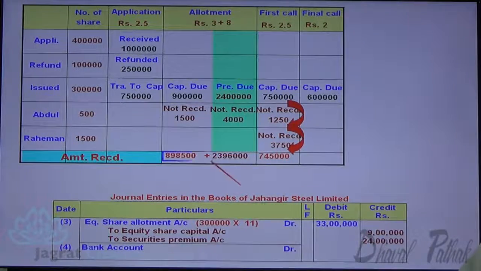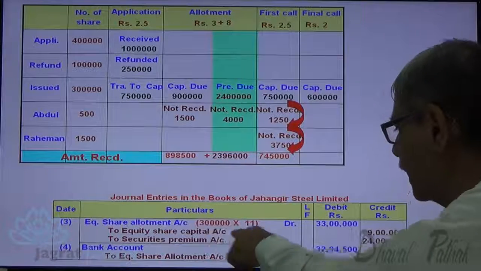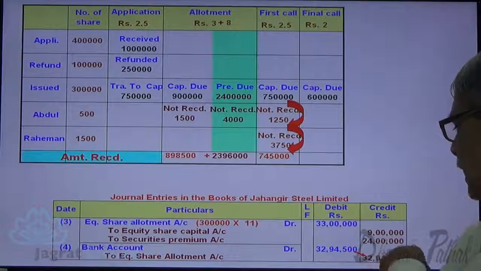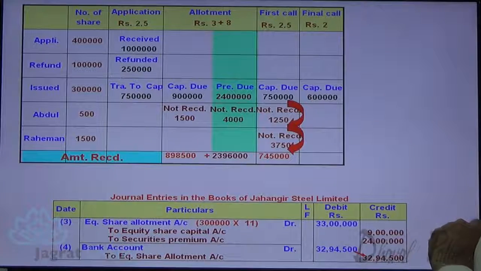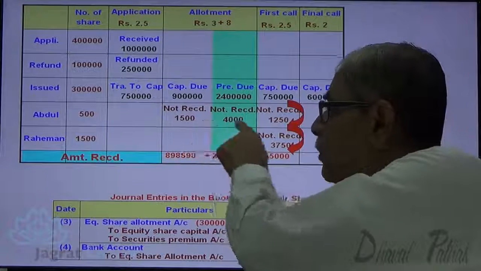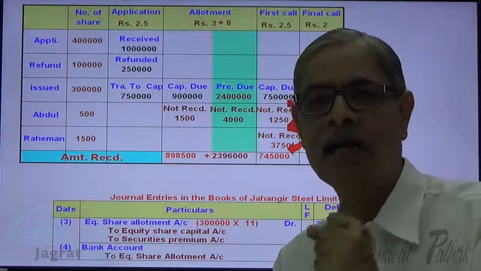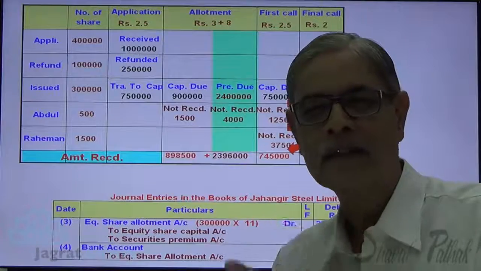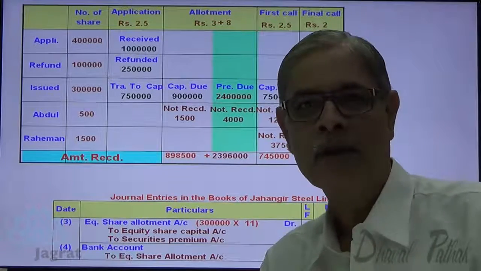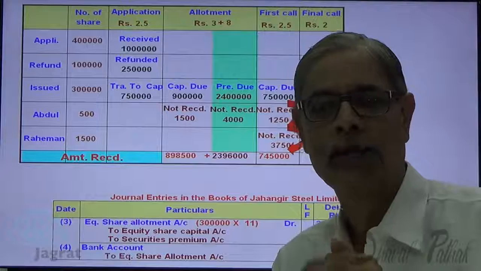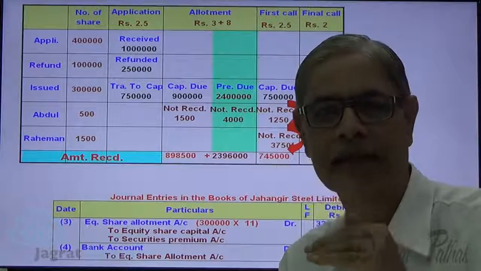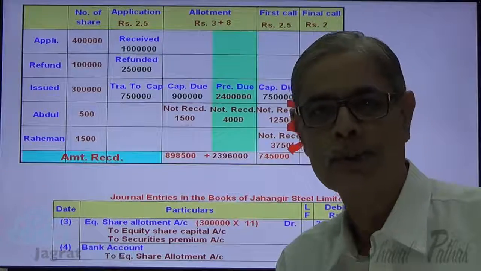How much amount is received? Total of these two, bank account debit, to equity share allotment account credit. Now equity share allotment account is debited with 33 lakhs and credited with 32,94,500. Means this 5,500 remains as a debit balance in share allotment account. And that debit balance of share allotment account gets squared, gets nullified when we write the forfeiture entry. Notice it.